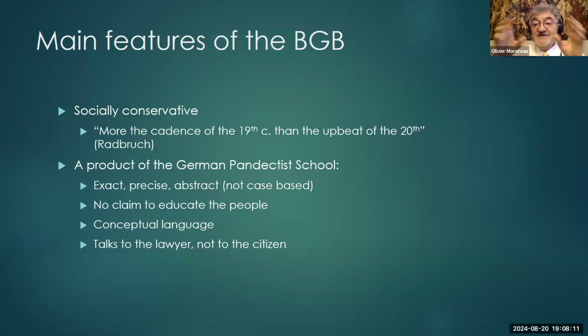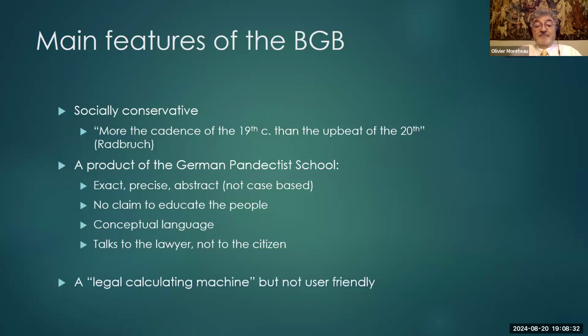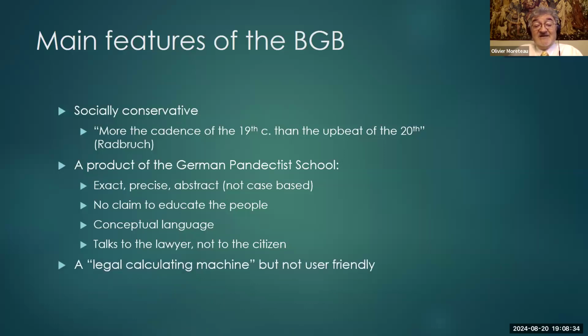The Germans have a rare capacity at making very lengthy compound words, connecting words together and making words that can be one line long. And the legal language is pretty hard to understand and to manipulate. And it has been described by some scholars as a legal calculating machine. It's a little bit like a computer.